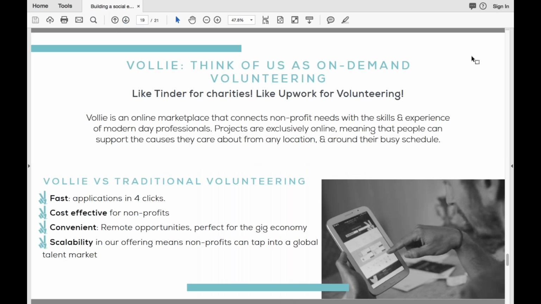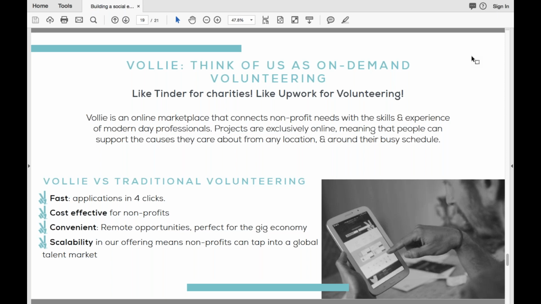We currently work with around 400 not-for-profit organisations, and everything that I've discussed in this session, we can help you achieve. We've been operational for a couple of years. We're an online volunteering marketplace. We connect the skills of modern day professionals with the needs of not-for-profit organisations.